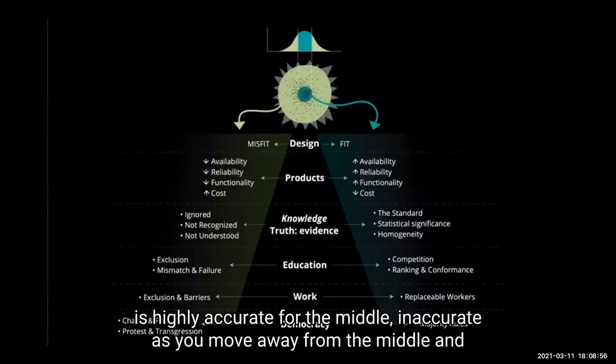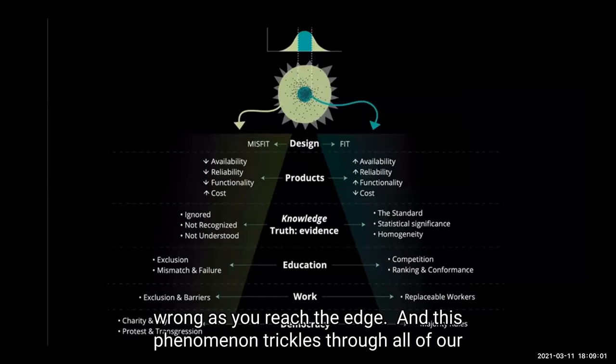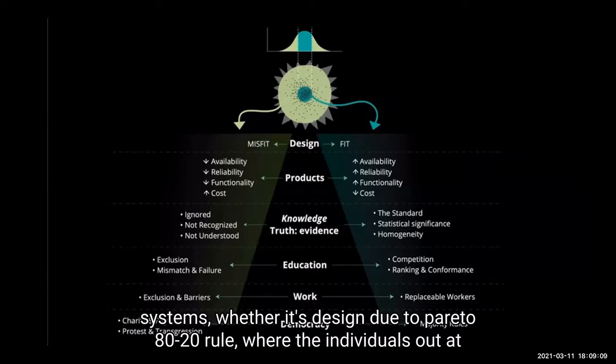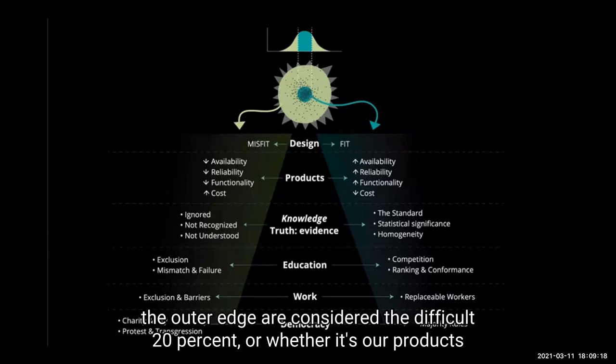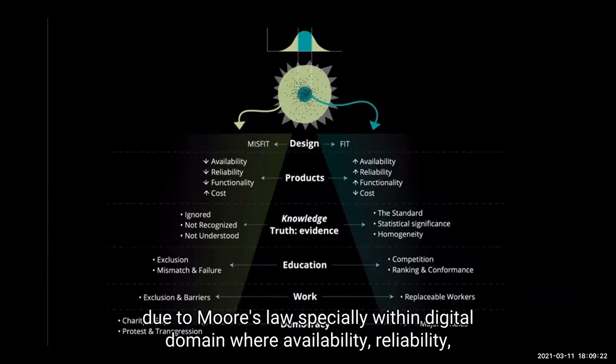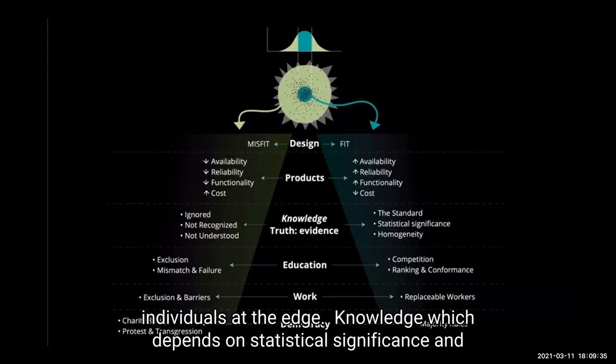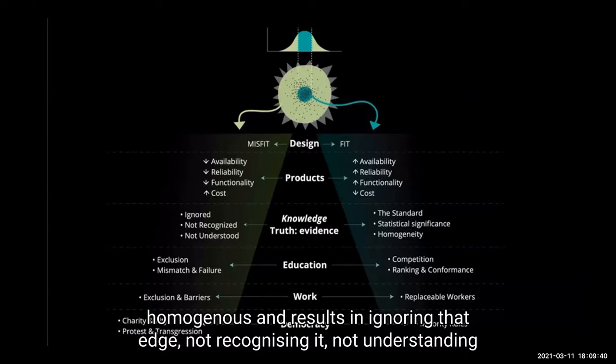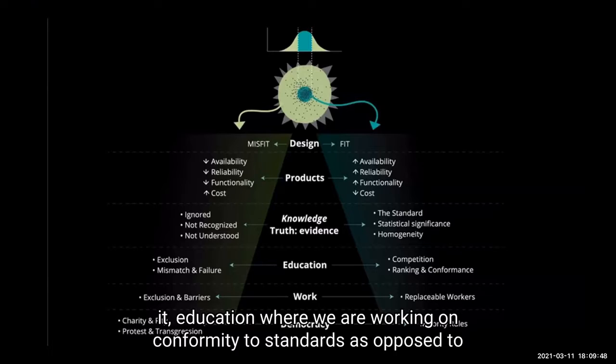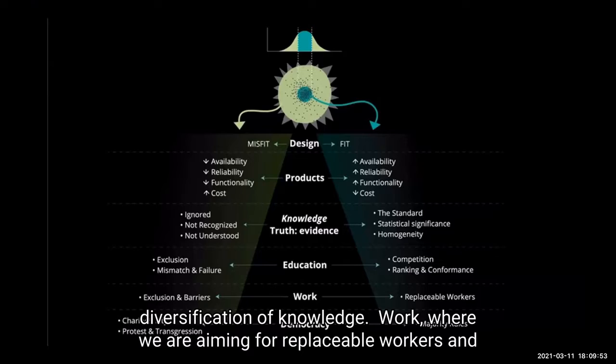And this phenomenon trickles through all of our systems, whether it's design due to Pareto 80-20 rule, where the individuals out at the outer edge are considered the difficult 20%, or whether it's our products due to Moore's law, especially within the digital domain, where availability, reliability, functionality, and cost is increasing for everyone, but getting worse for those individuals at the edge. Knowledge, which depends on statistical significance and homogeneity, and results in ignoring that edge, not recognizing it, not understanding it. Education, where we are working on conformity to standards as opposed to diversification of knowledge. Work, where we are aiming for replaceable workers.